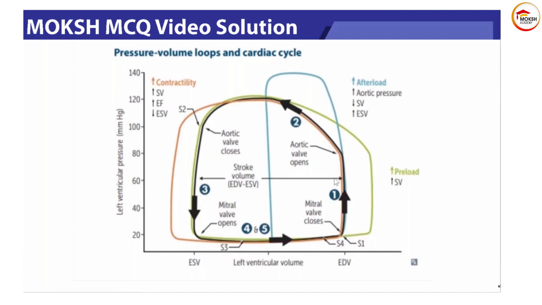Then the entire width of the curve is called stroke volume, right? Of course, stroke volume, because here the heart was empty. Here the heart is filled. And here it has pushed out the blood. So ultimately we are dealing with stroke volume. Some blood is coming, some blood is going.